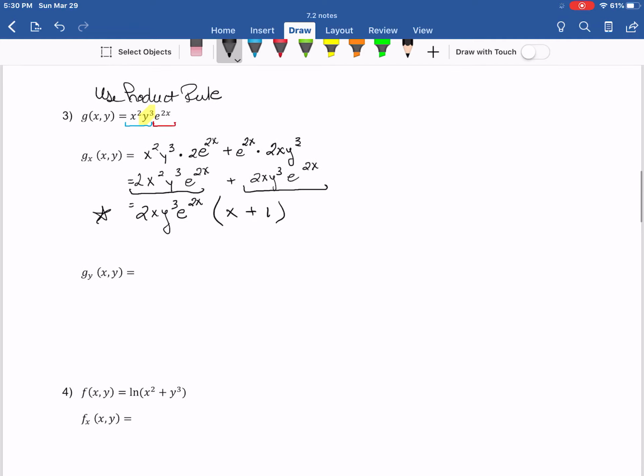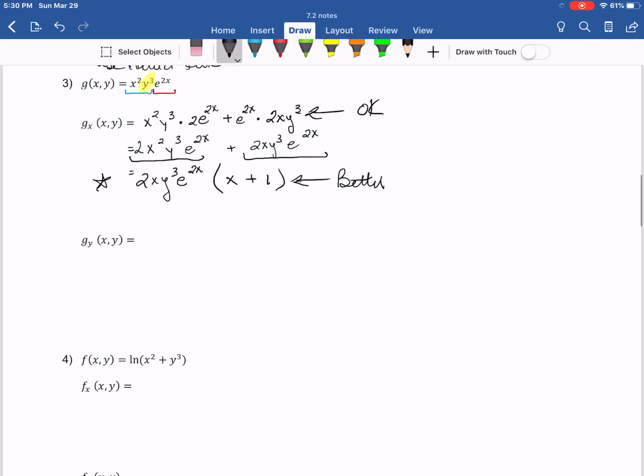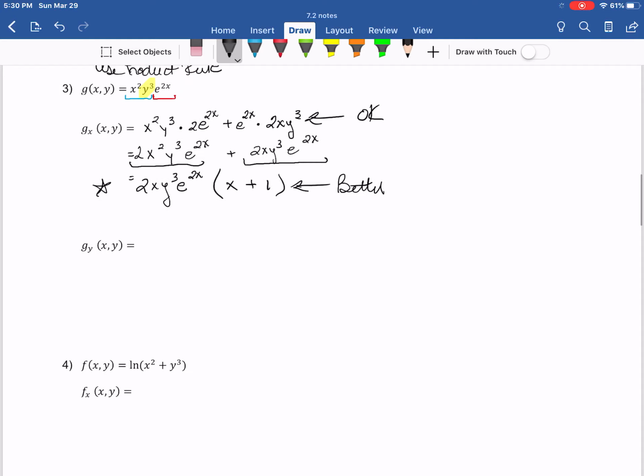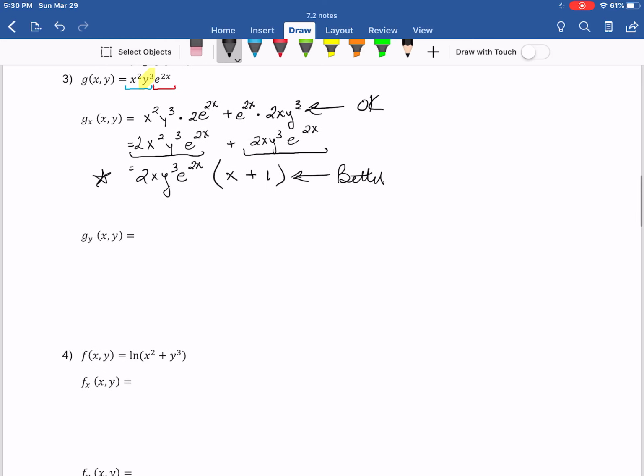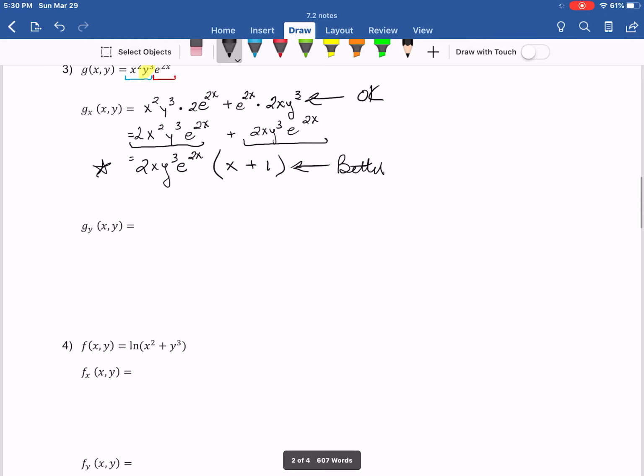However, Connect Math should have taken what you got there. That would be okay for Connect Math, but this is better. And it will especially be better a little bit further on when we use that to do more with it, okay? So get into the habit of simplifying all the way down if you can.